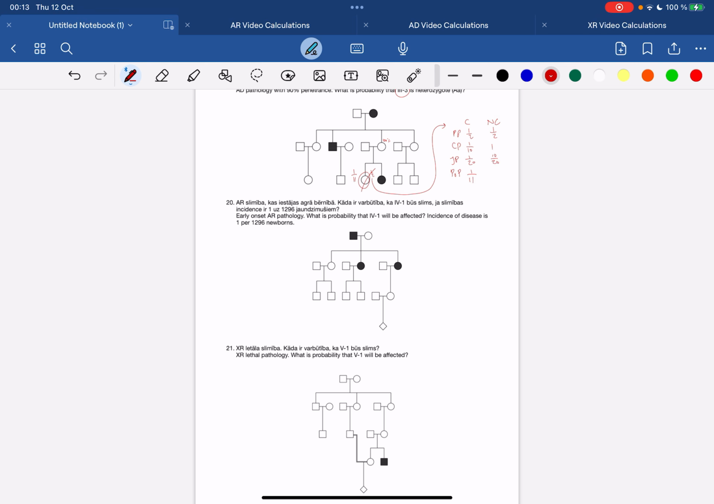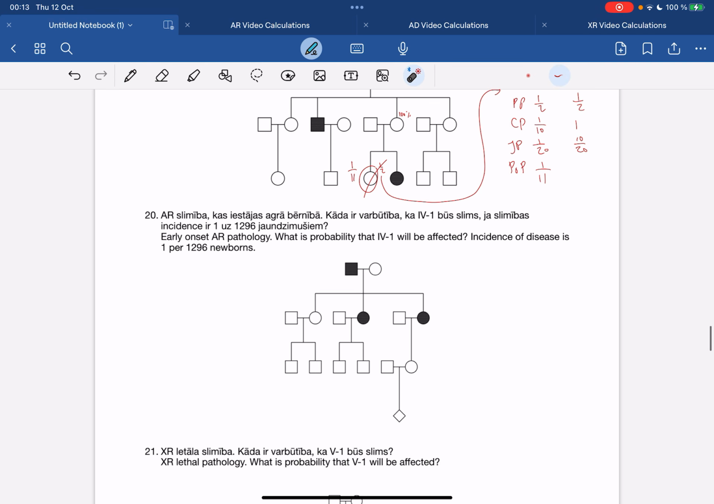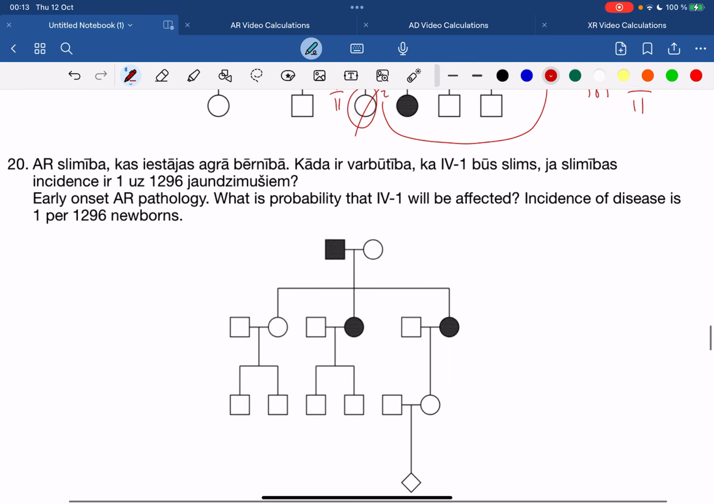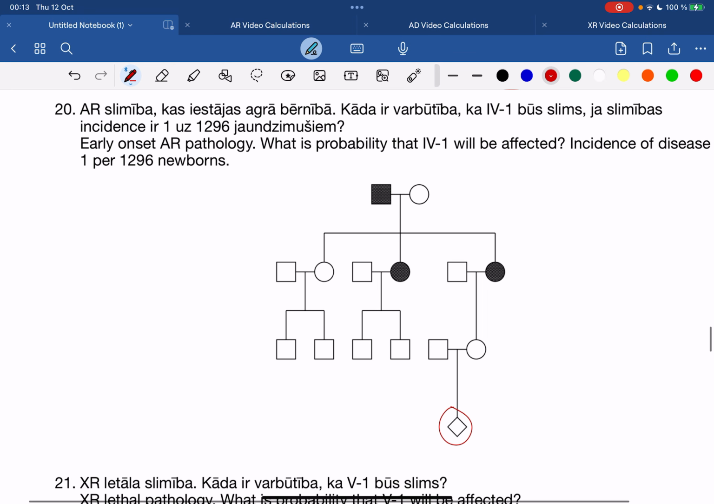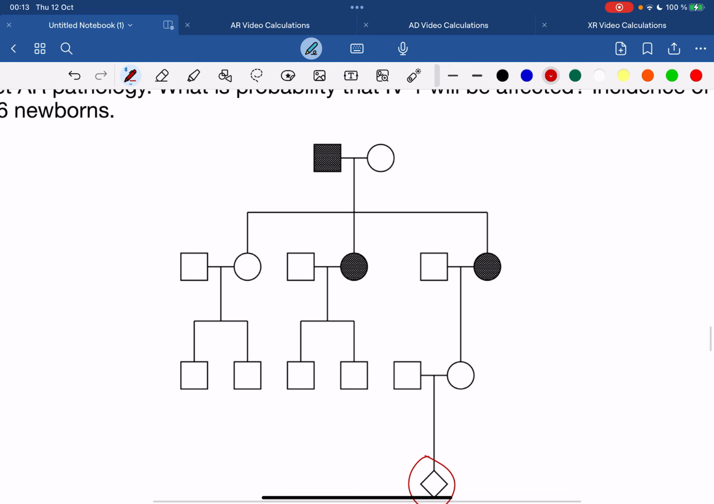Starting from this one, it's AR pathology right here. So with AR pathology, we want to make sure the chance for this person to be affected. So let's look at the nearest affected relative, which is this person right here. And if this person has 2 A's, one of the A's has to be donated.